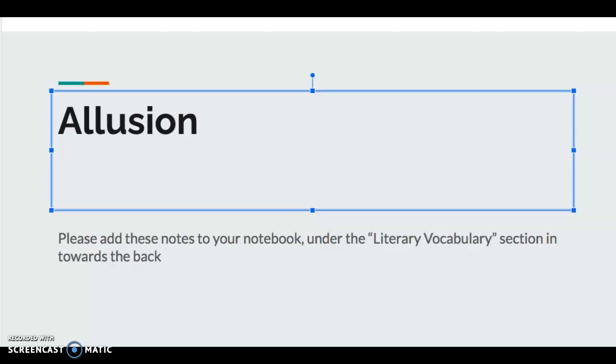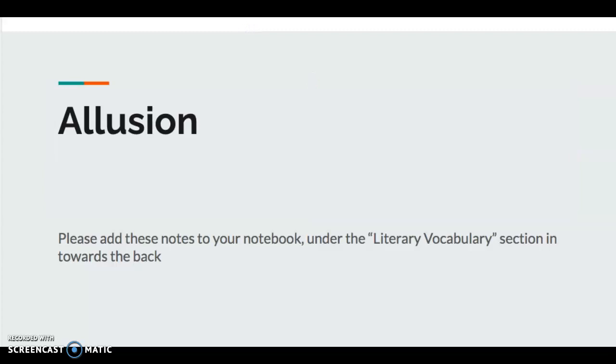So this lesson is going to be about the literary term allusion. Allusion is something that we find often in literature, and we are going to discuss what it is and some examples. Please make sure you add these notes to your notebook under the literary vocabulary or English vocabulary, however you named it in the back of your book.